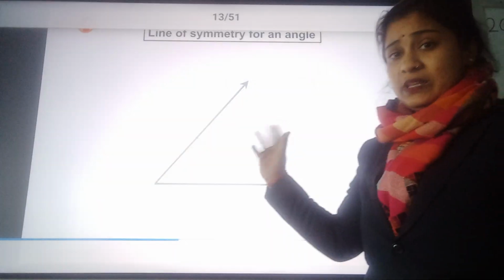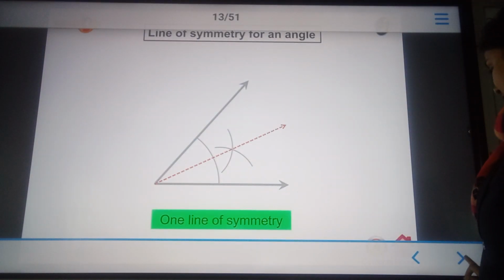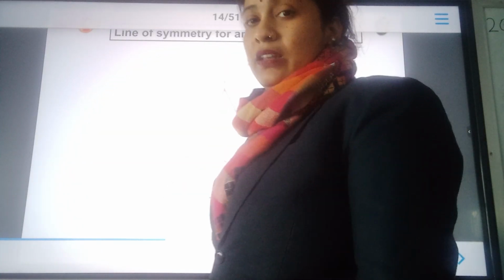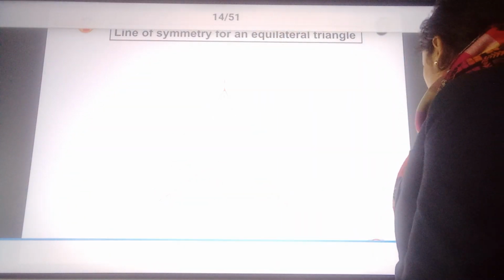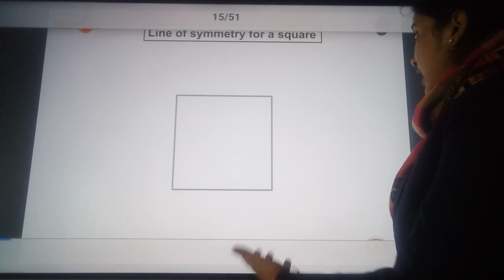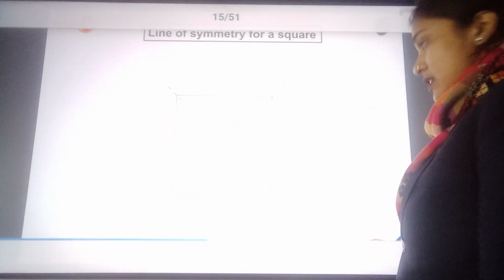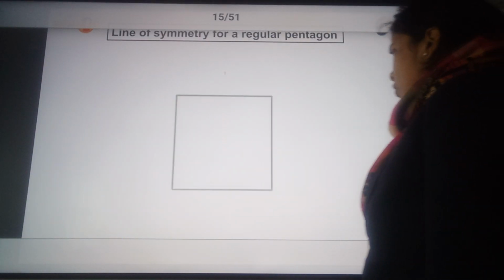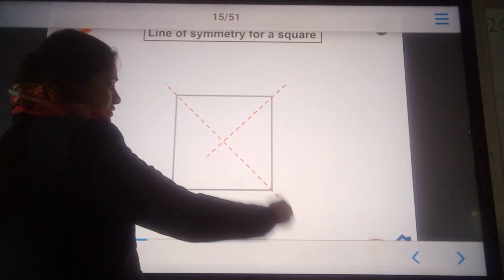So this is the symmetry for an angle. By bisecting the angle, we can get a line of symmetry. Again, for an equilateral triangle, by bisecting the medians, we can get the lines of symmetry. Here are the lines of symmetry for a square: the diagonals, and let me tell you, for the square we have the vertical line, the horizontal line, and two diagonals as well.